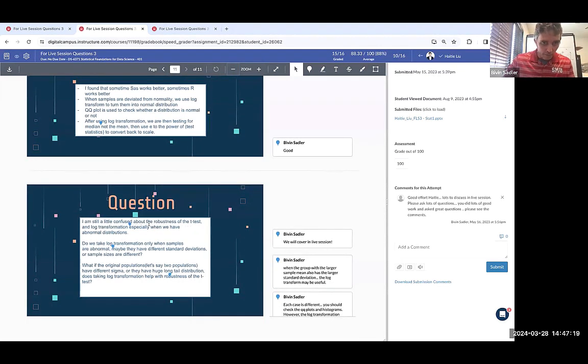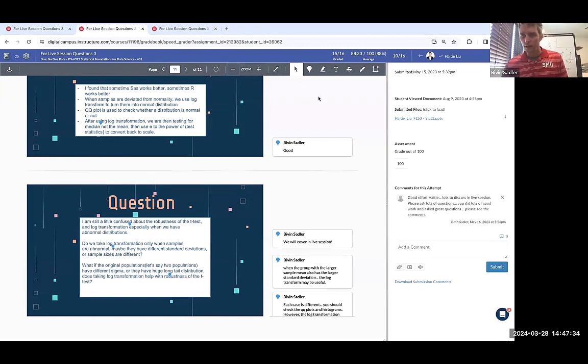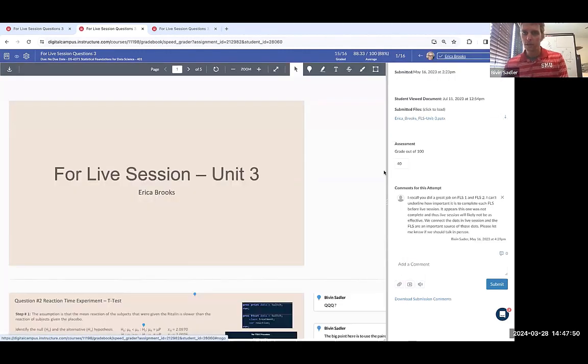I'm still a little confused about the robustness of the t-test. Awesome. That's what we're talking about. That's another big piece of this. And now I know they have that specific question, so I'll know to address that specifically in class. And so again, you can give a little piece here. Good effort, high T, lots to discuss in live session. Please ask lots of questions. You did a lot of good work and great presentation. Please see the comments. So finally, the last one I'll show you here is this one.